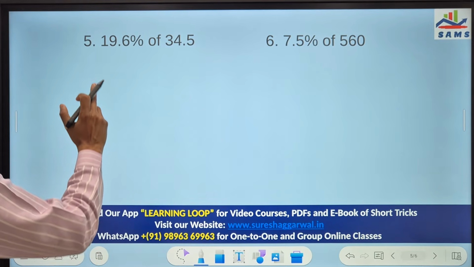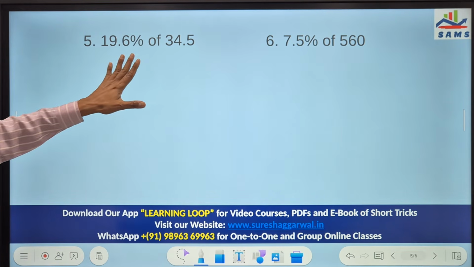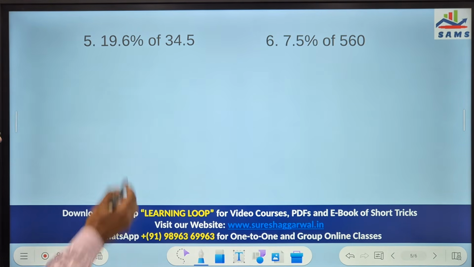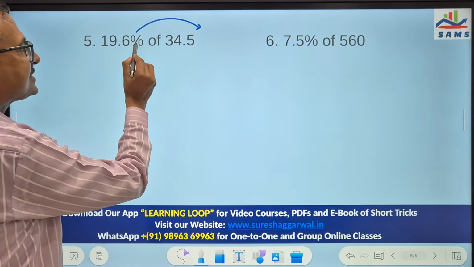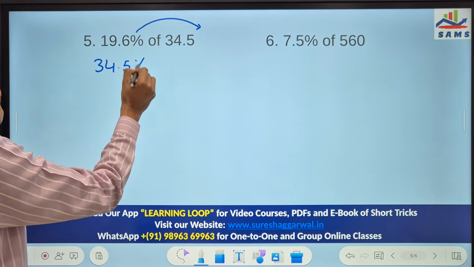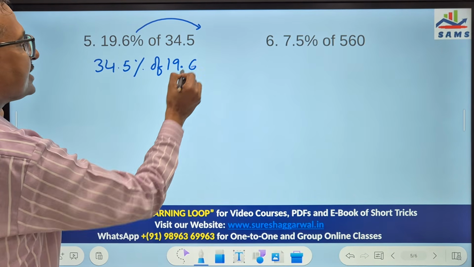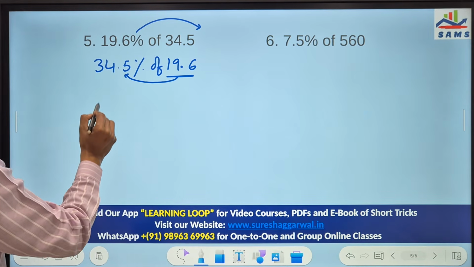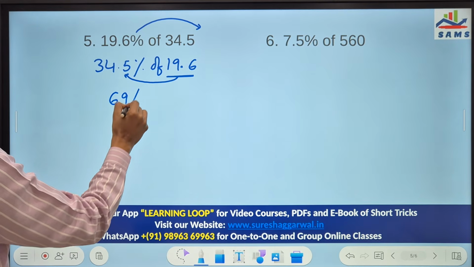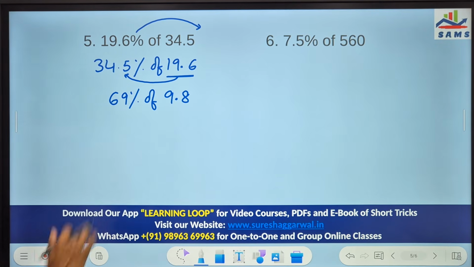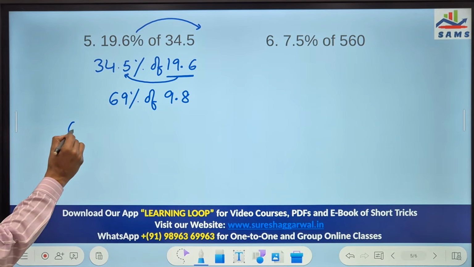Like here you can see, here we have 19.6% of 34.5. Now when I see this question, I have a 0.5 here. So I know if I swap the percentage sign, the percentage doesn't change. So I'll write this question as 34.5% of 19.6. And suddenly I realize I can extract a common factor 2 out of this and give it to 34.5. So when you double this, you get 69% of, when you take half of this, you get 9.8. And all I have to do after this is to multiply the two numbers 69 and 98.